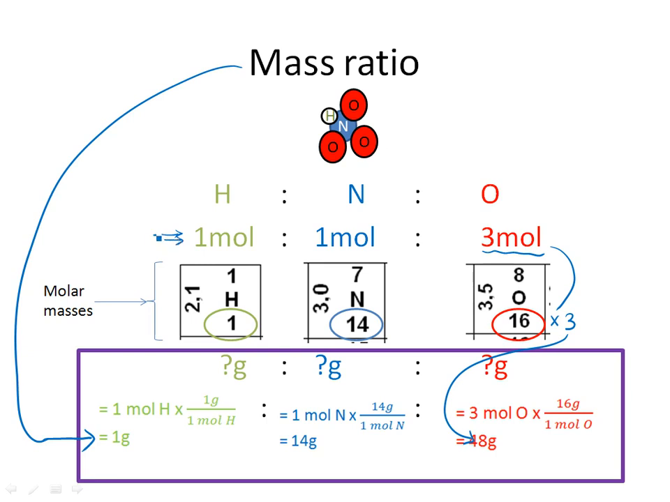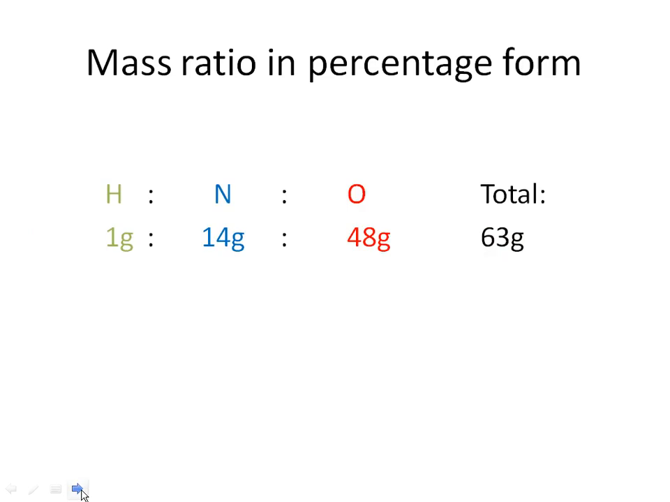Actually, these two ratios are equivalent. They're just given in different forms. The top one is a particle ratio, the bottom one is a mass ratio, but they are actually equivalent to one another. Now, if we are asked to give the mass ratio in a percentage form, we remember that percentage means part divided by whole times 100. So we need to know what is the total mass of a whole mole of HNO3.